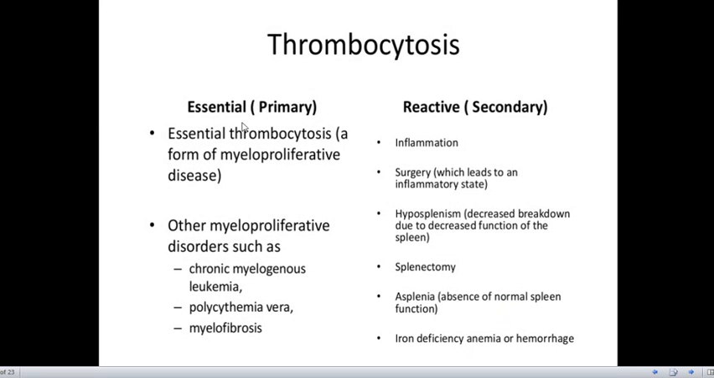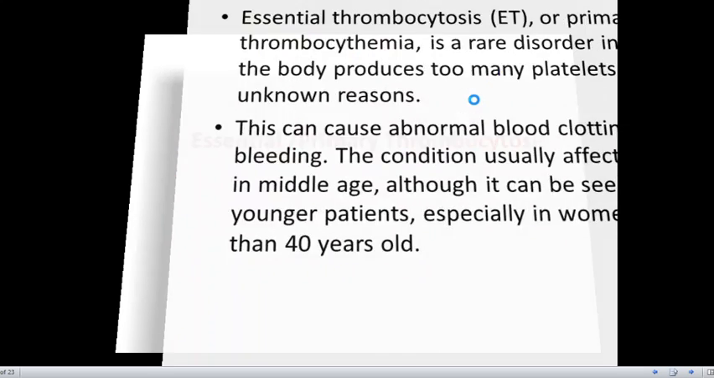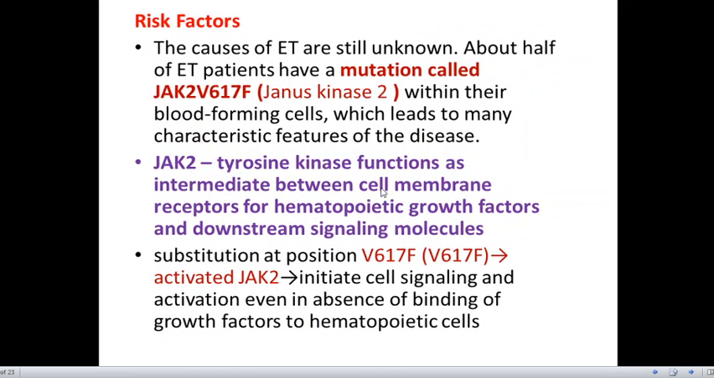So we have two types. We have the essential or primary, and we have the reactive or secondary. Coming to essential thrombocytosis, it is a rare disorder in which the body produces too many platelets for unknown reasons. And then the cause is because of a mutation. An important factor in the mutation is called the JAK2 mutation.